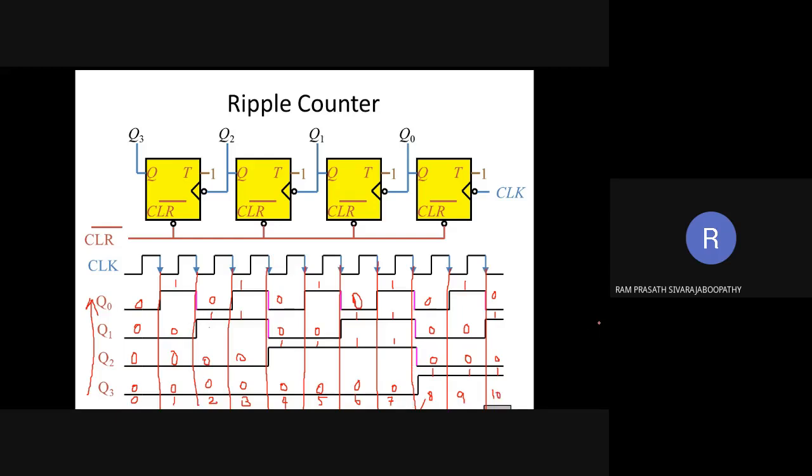It's a binary counter, a 4-bit binary counter. Up to count 15, it will generate 0 to 15. After 15, again it becomes 0 0 0 0. That's all. I hope everyone understands this. Is it clear for everyone? Yes or no?